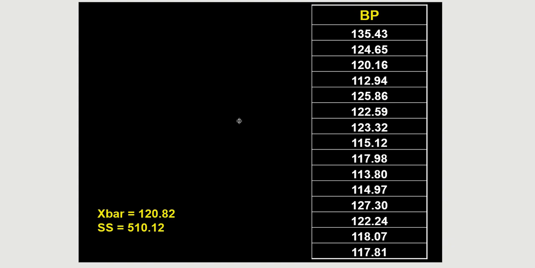Okay, so what you have here is 15 observations of blood pressure. I just calculated the average, which came out to be 120.82, and I calculated the sum of squares, which came out to be 510.12. So how did I calculate the sum of squares? Easy. You have the average 120.82. You take every value minus 120.82, and you square. Then you come to the second value, 124.65 minus 120.82, you square, plus 120.16 minus 120.82, you square. And you do that for all 15 values. It will give you the sum of squares equals 510.